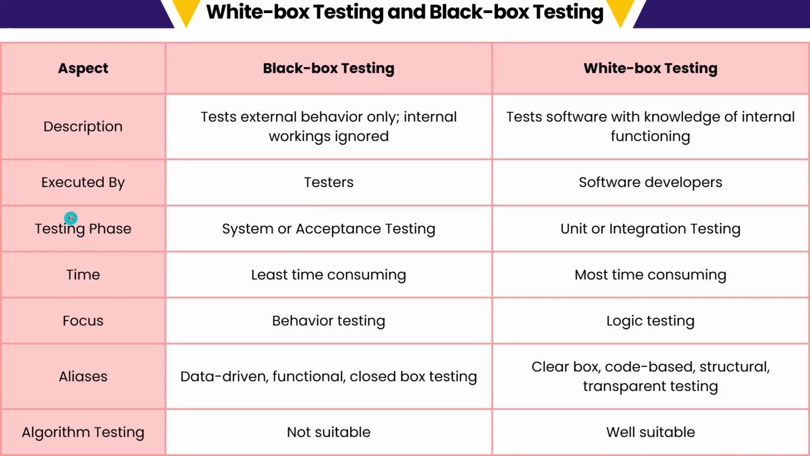For the execution, this is the task that is performed by the tester. Basically, only knowing how to test is enough for black box testing. But for white box testing, the tester has to know the programming, especially the language that is used for developing this product. Specifically for the testing phase, for black box testing it is system or acceptance testing. But the phase that is mainly used for white box testing is unit or integration testing.